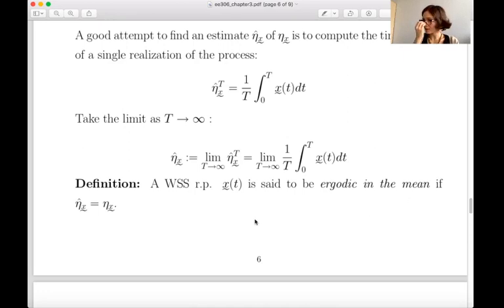So again, what is this definition? When I have a random process x of t, which is wide sense stationary, so this is one assumption I make on my random process, I say that my random process is ergodic in the mean if this estimate, obtained by taking the time average of a single realization of the random process, is actually equal to the mean of my random process. So such random processes are called ergodic in the mean.